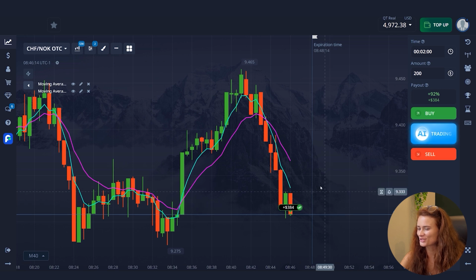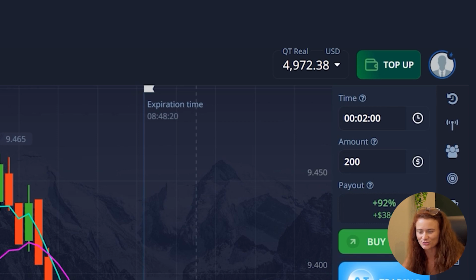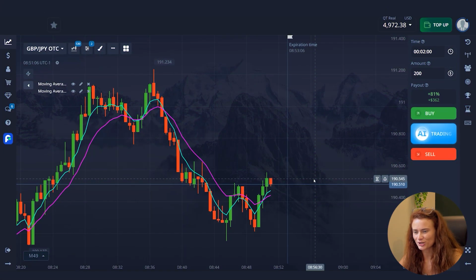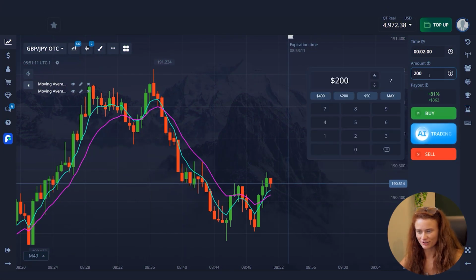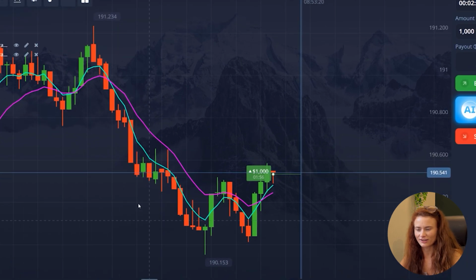Did you notice how much the price went down? It was a great downward trend that increased my capital to $4,972. I was able to make up for the loss. Let's try to increase the capital a bit more. I see that the situation has already formed, all the conditions have been met, so I immediately open a trade to increase the price. I think you will really like this strategy.